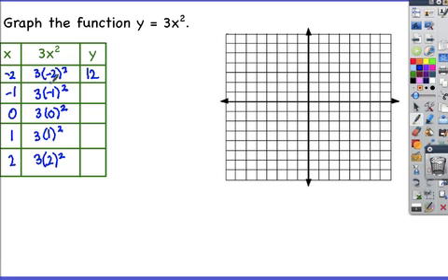Now, let's do the next one. Negative 1 squared is 1 times 3 is 3. 0 squared is 0 times 3 is 0. 1 squared is 1 times 3 is 3. 2 squared is 4 times 3 is 12. Now we can go ahead and plot these on the coordinate grid.